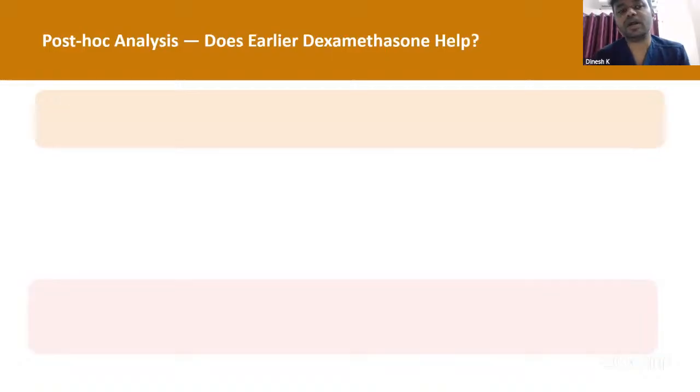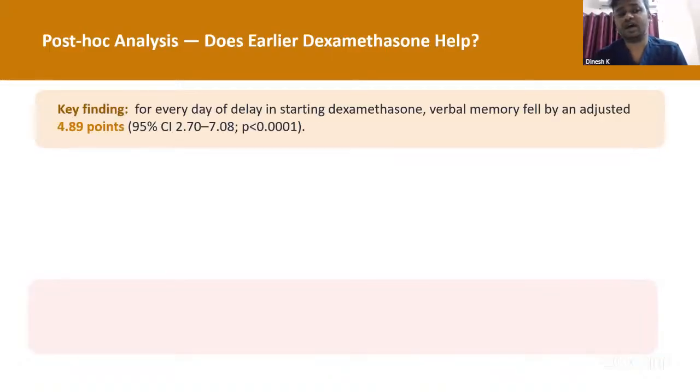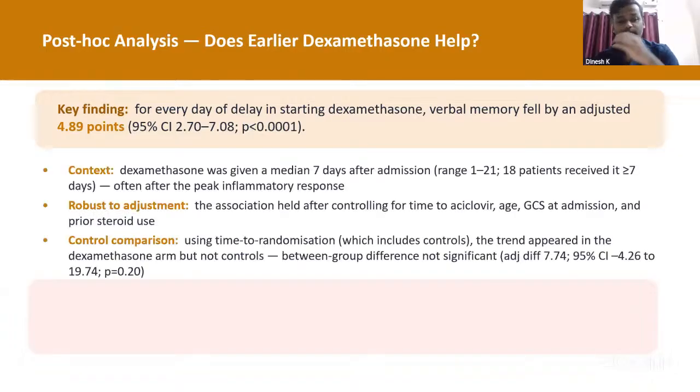So coming to the post hoc analysis, after they got the result, they were seeing a trend. The key finding is, for every day of delay in starting the dexamethasone, the verbal memory score fell by at least 5, which was statistically significant. But again, you have to remember that this key finding holds true even after adjusting for time to acyclovir, age, GCS at admission, and prior steroid use.